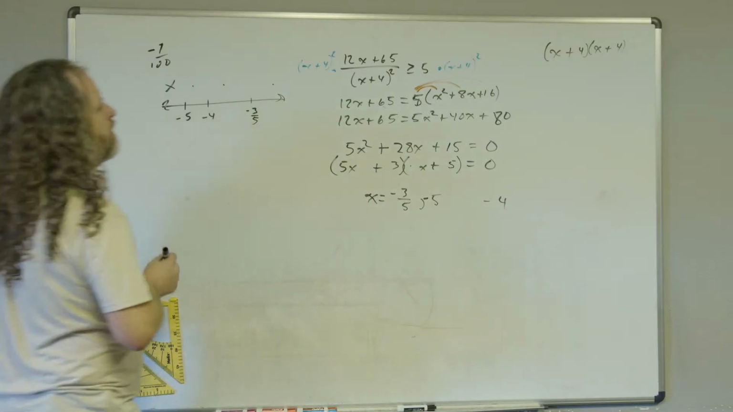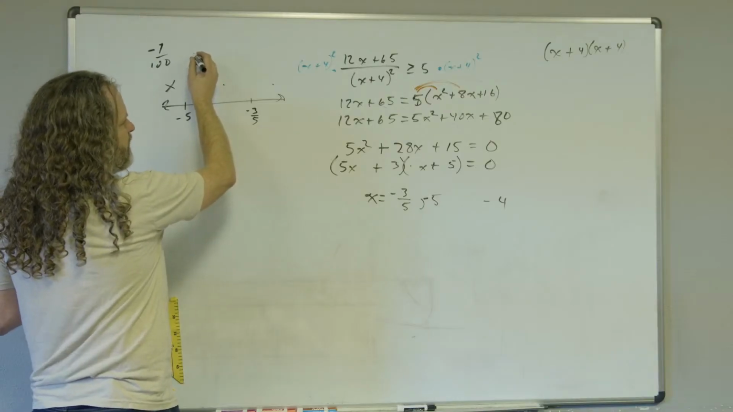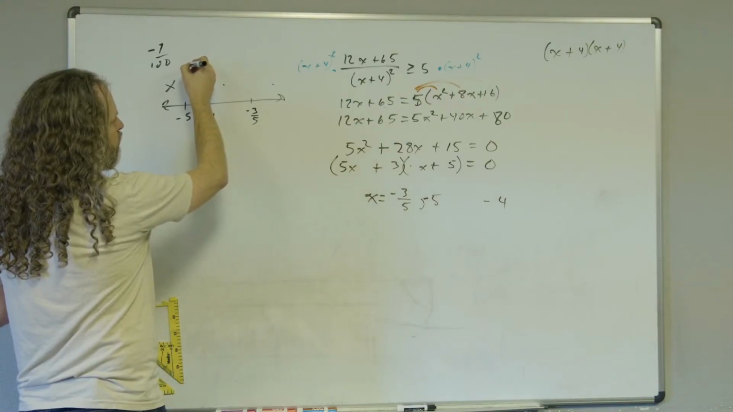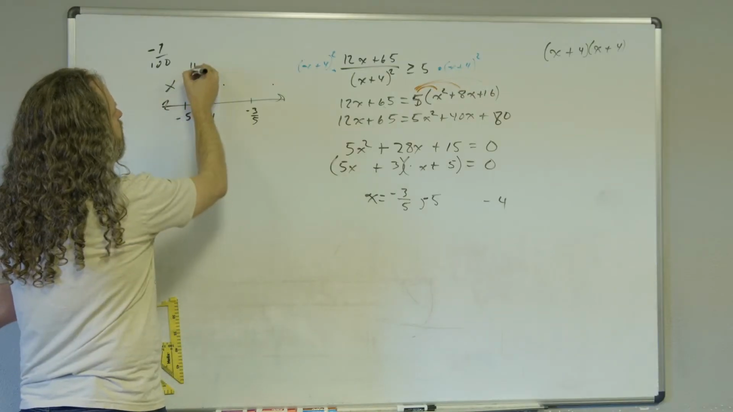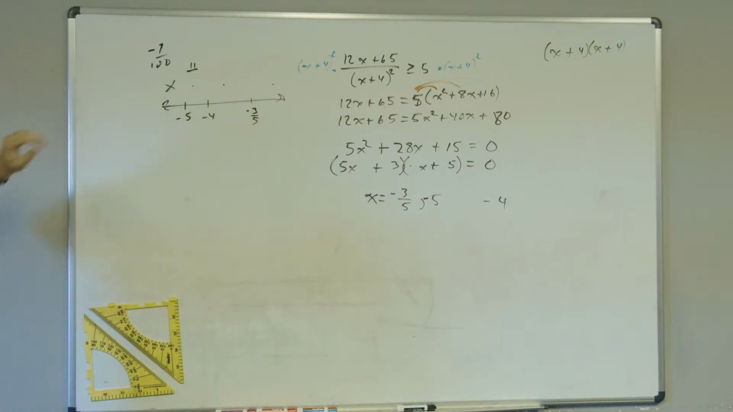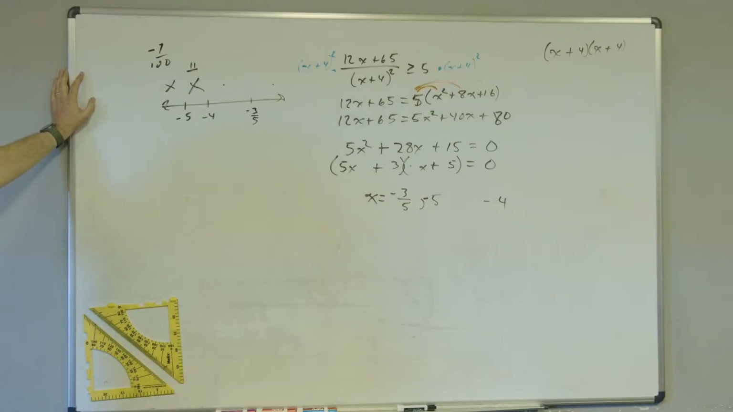Negative 54. Yeah. Negative 54 plus 65 is 11. That's 11 over some big number, right? It's going to be less than 5. It's 90.25. Wait, so yeah, hold on. Wouldn't it be 11 over negative 4.5 plus 4, which is 0.5? Oh, you're right. It's going to be a pretty big number.